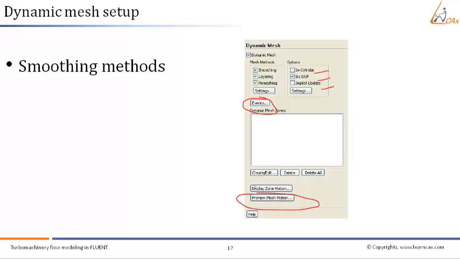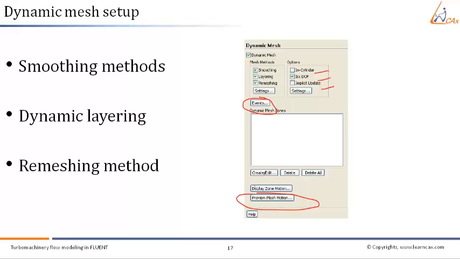Mesh update methods are available in Fluent to update the volume mesh in the deforming regions which are subject to motion defined at the boundaries. We have three options: smoothing methods, dynamic layering, and remeshing methods. We can select any of these, after which the mesh method settings dialog box will open, in which we need to specify various settings of the mesh update methods. So these are the selections that are available here, and click on settings.